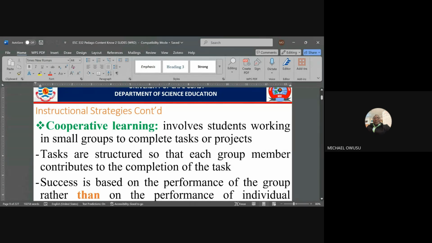So like I told you about cooperative learning, and I think one of you also made mention of cooperative, which may mean working in groups, and that one is true. So let's take them one after the other. Cooperative learning involves students working in small groups to complete a task or a project. In your classroom, do you normally do this? You give them tasks.